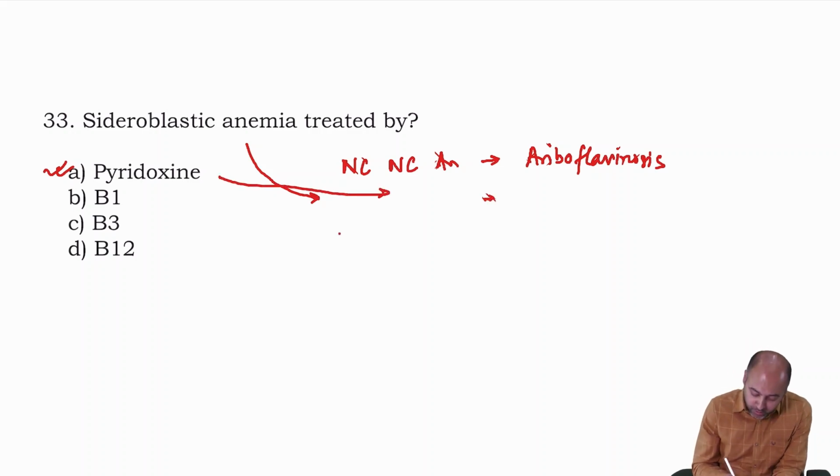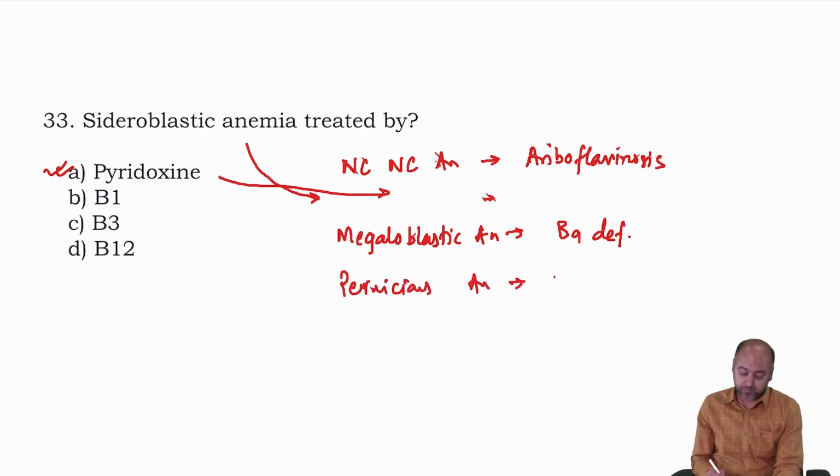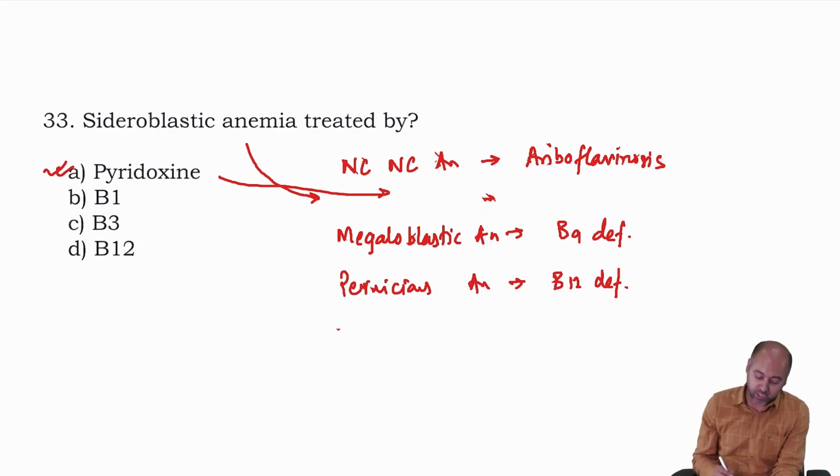Okay, then you get the megaloblastic anemia. This will be in B9 deficiency. Then you get the pernicious anemia. Pernicious anemia, this will be seen in the B12 deficiency, where in addition to the megaloblastic anemia we also see the neurodegeneration. Neurodegeneration is another feature.